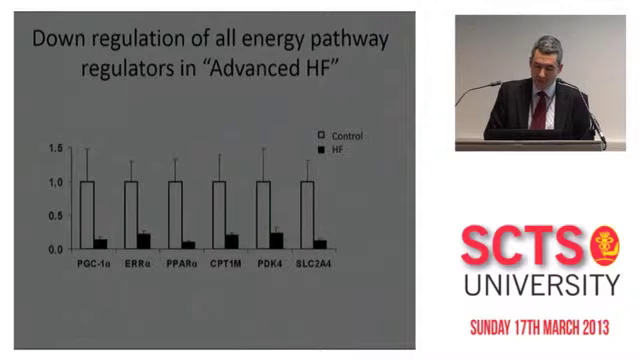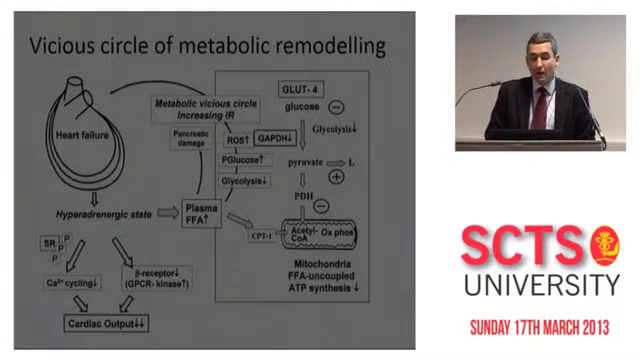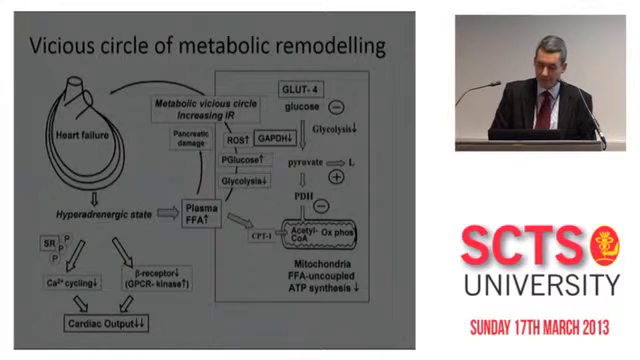and SLC24A. So we end up with this idea of a vicious circle of metabolic remodelling, where we have a hyperadrenergic state, which results in decreased calcium cycling, decreased beta receptor activity and glucose, further decreasing cardiac output, but an increase in free fatty acids results in decreased glycolysis, increased glucose phosphorylation, an increase in mitochondrial uncoupling proteins, and a decrease in glycolysis.